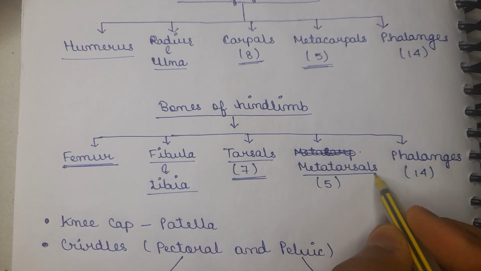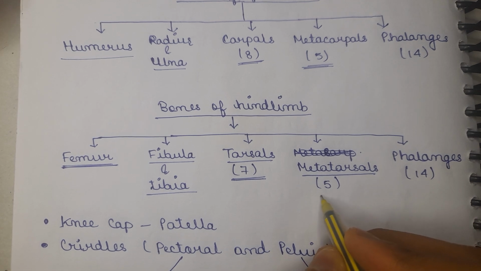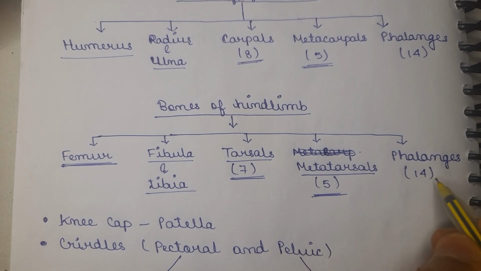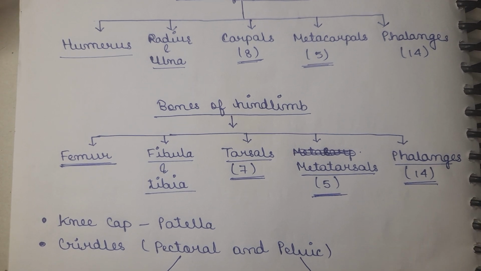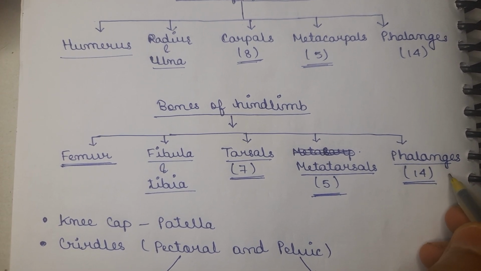The fourth one is the metatarsal. There are 5 bones, and the last one is the phalanges. It's the same as for the forelimbs, so there are 14 phalanges in the hind limbs.